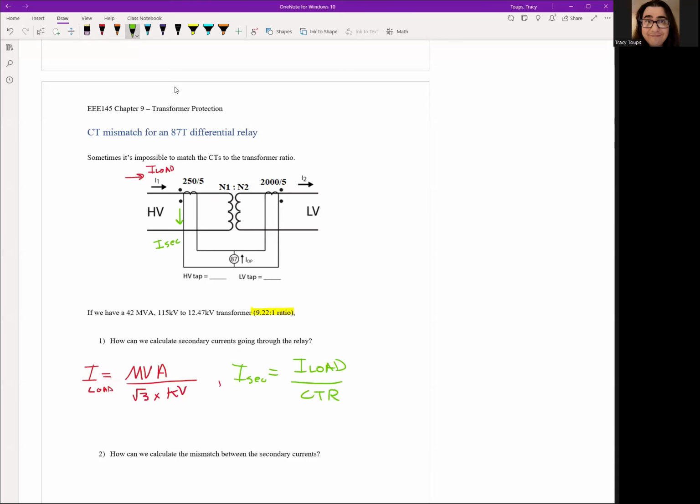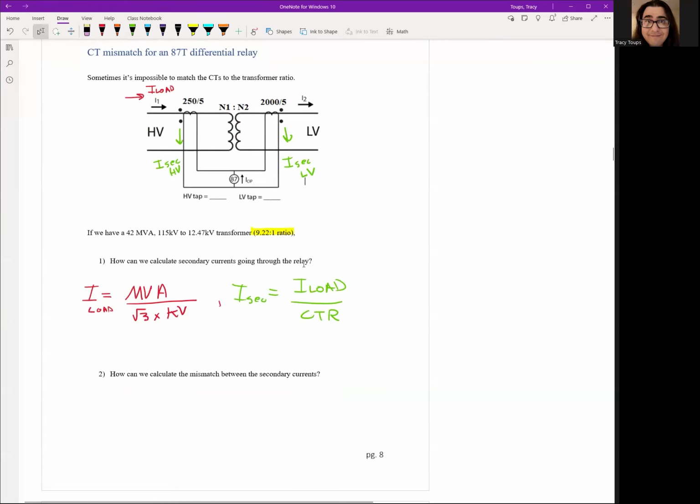Now, you're going to have two sets: a high voltage side and a low voltage side. So this is your high voltage secondary current, and this is going to be your low voltage secondary current. And they're going to be different because of the different turns ratios of the transformer and the CT ratio. Because they're going to be different, we need to calculate that, and that's called a mismatch ratio.